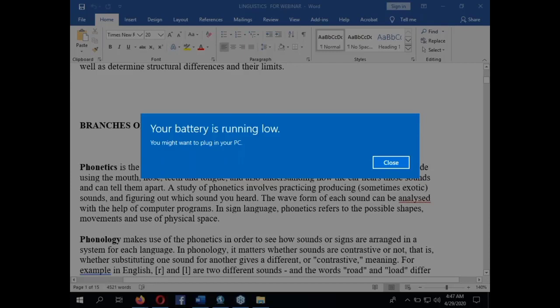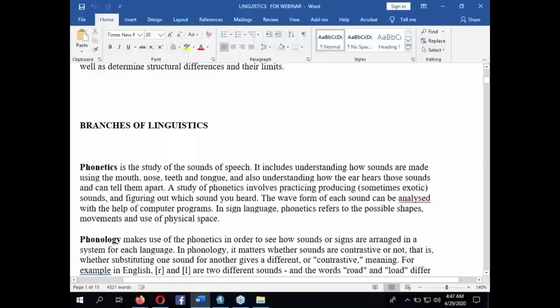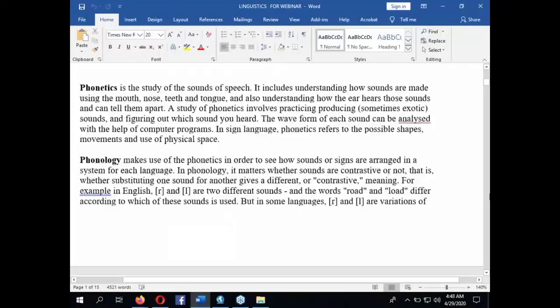We're going to look at how these sounds affect the physical movements of the tongue. Phonetics refers to possible shapes and movements and use of physical space. Now we look at phonology.